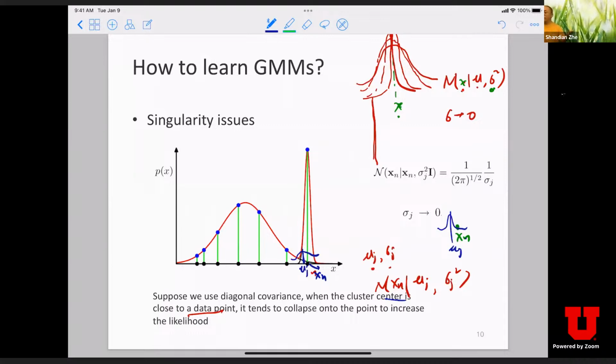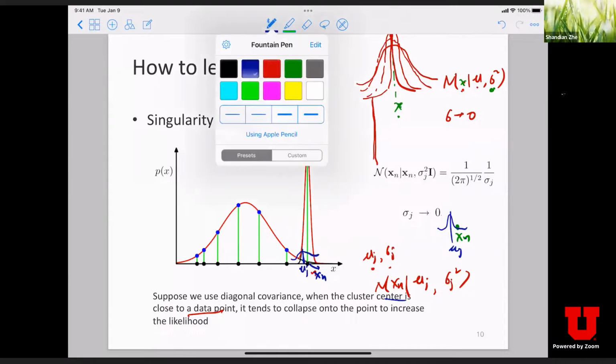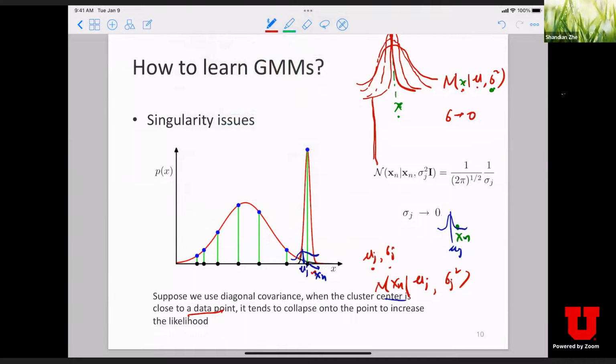Yes, exactly right. I want this likelihood to be as large as possible. xn is fixed, but I have freedom to vary the position of the Gaussian and also its span. What I do is move my mu j to overlap with xn, and at the same time squeeze my variance to be as small as possible. Of course, in the extreme case, if you can make sigma j 0, then your likelihood becomes infinity.